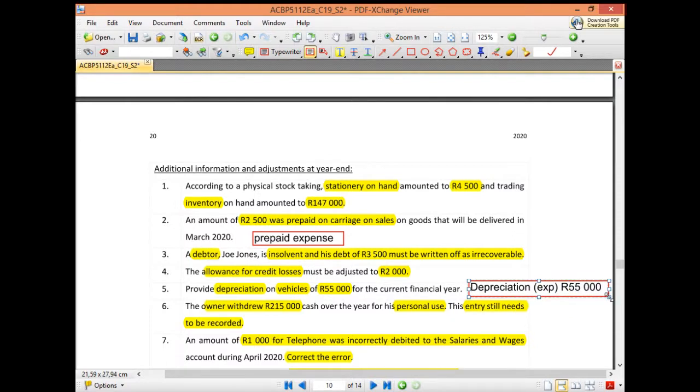Okay. Then the next one, they tell you the owner withdrew 215,000 for personal use, and it still needs to be recorded. Now, as soon as you withdraw something for your own use, this is drawings. Now, drawings get recorded in your statement of changes in equity. So what you would do is you would automatically go input this information in your statement of changes in equity when you do the information.